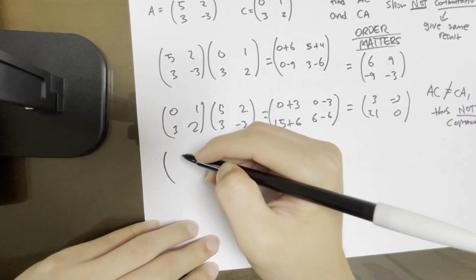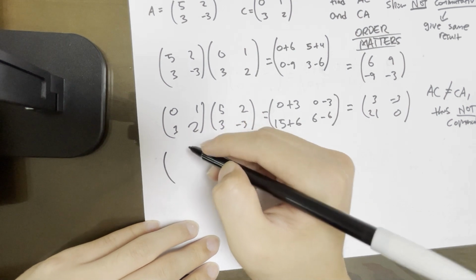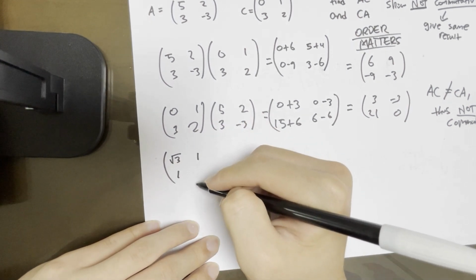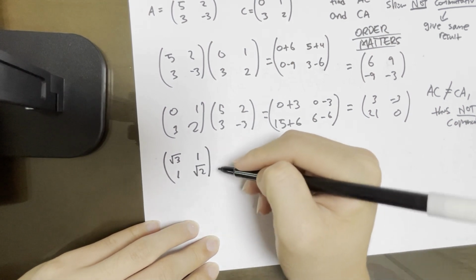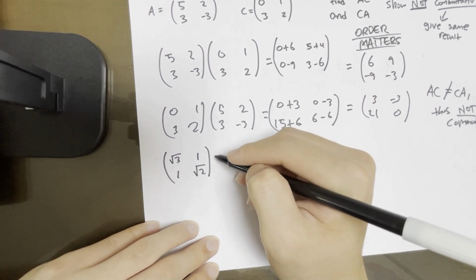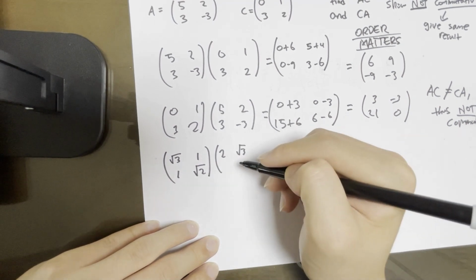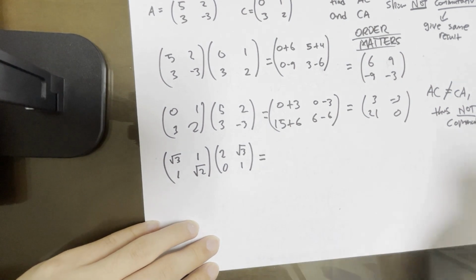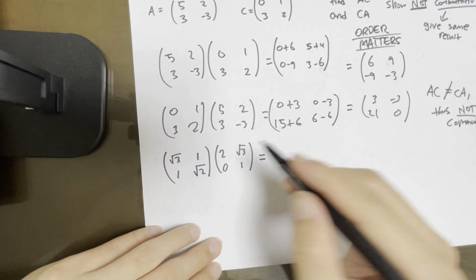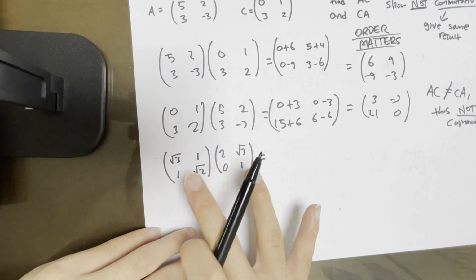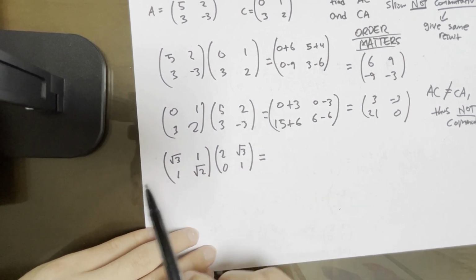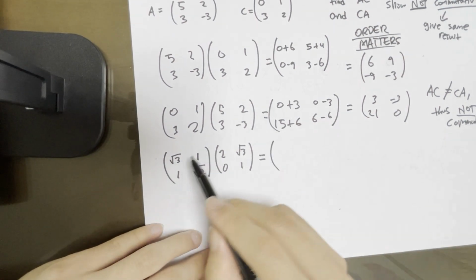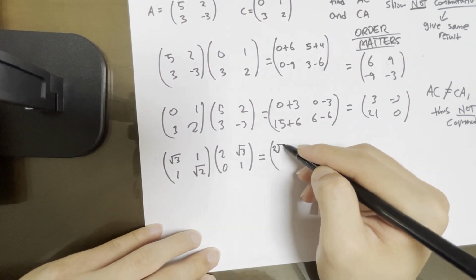So the question is root 3, 1, root 2, and 2, root 3, 0, and 1. All right. We do the same thing that we did before. Now, this might look a bit challenging, right? But we just do the same thing that we did above, just with some root symbols inside. So if we do that, 2 by root 3 gives us 2 root 3.